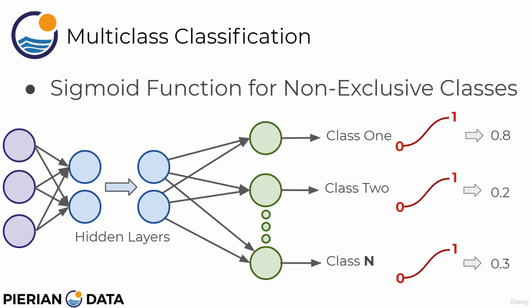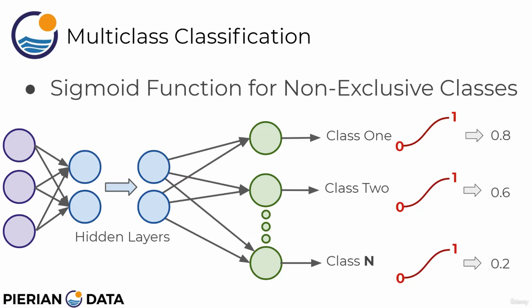And what you end up doing is you just say, okay, in this particular case, this data point has an 80% likelihood of belonging to class 1, as well as having a 20% likelihood of having class 2 assigned to it, and then maybe a 30% likelihood of having class n. So we would probably just say, all right, go ahead and assign class 1 to this data point.